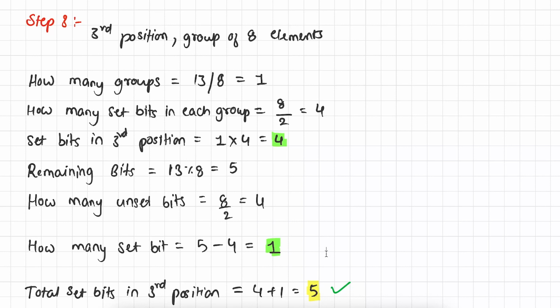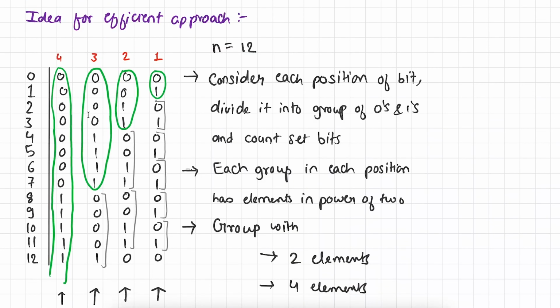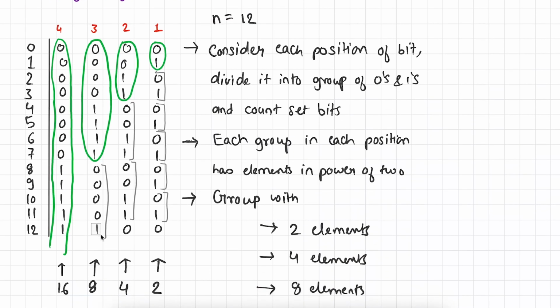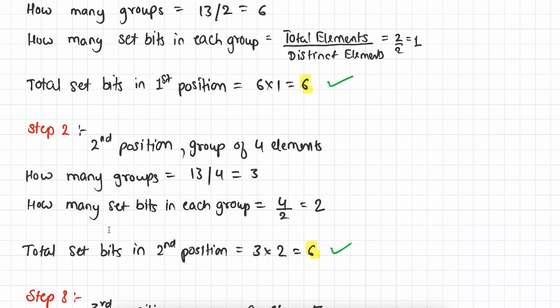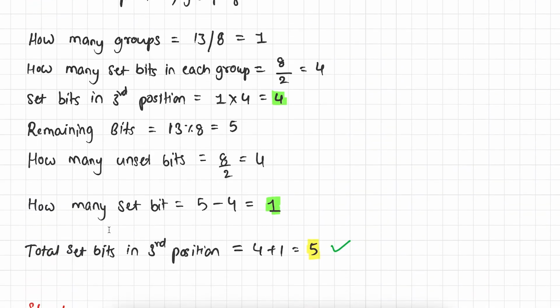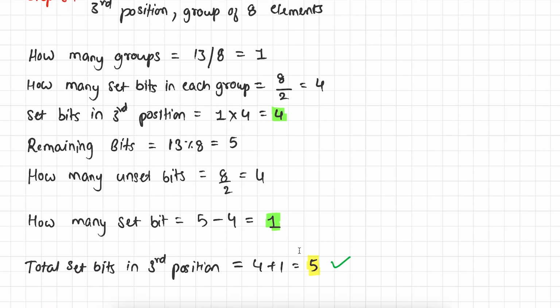Simply subtract 4 from 5. We get the set bit, and that is 1. And we can verify this: in third position 1 bit is set, and we have counted this bit also. Okay, so we are done. So the total set bits in third position comes out to be 4 plus 1, that is equal to 5. So third position is also done.